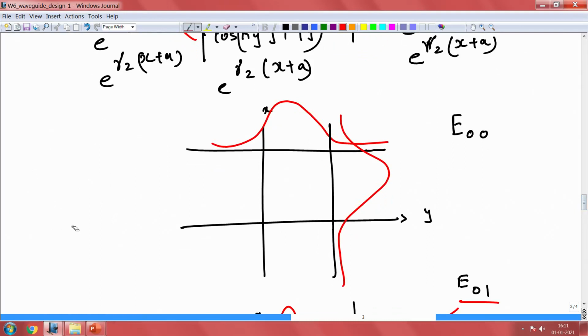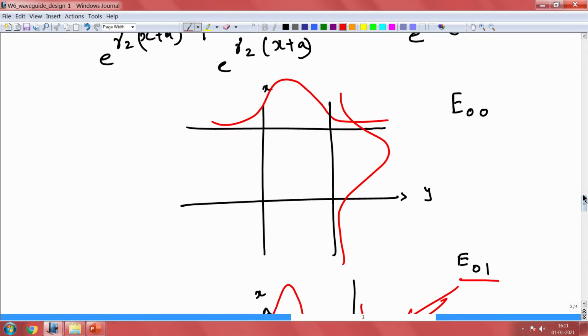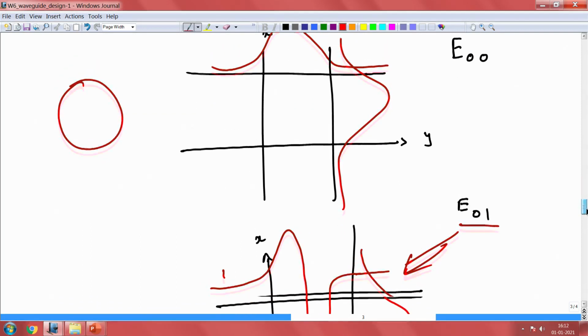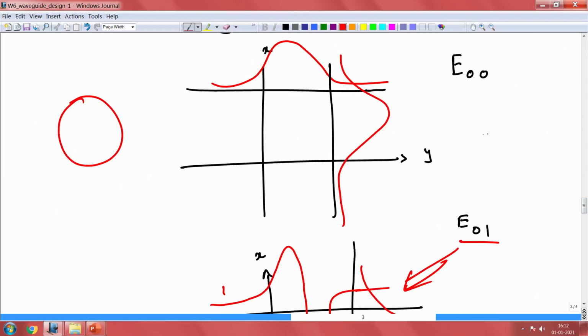Okay. So, let us look at E 0 0 now. So, when you take E 0 0, it will just look like one single blob, right, because it has no crossing, it is just the Gaussian distribution. So, you have Gaussian both in x and y. If you put together, it will be a 3-dimensional Gaussian, as you see here, right. So, this is how it will look like.